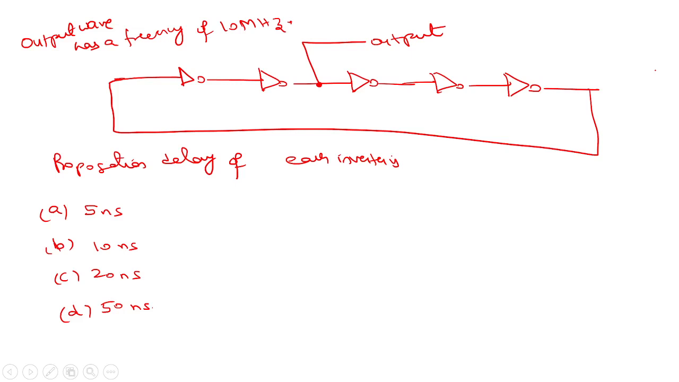Output wave. Okay, this is the output. It has a frequency of 10 megahertz. Output frequency is 10 megahertz. Propagation delay of each inverter is dash. See, this is a back-to-back connection of inverters, right? So this output will be either 1 or 0. But what they are saying is the output wave has a frequency of 10 megahertz. So what could be the propagation delay of each inverter?